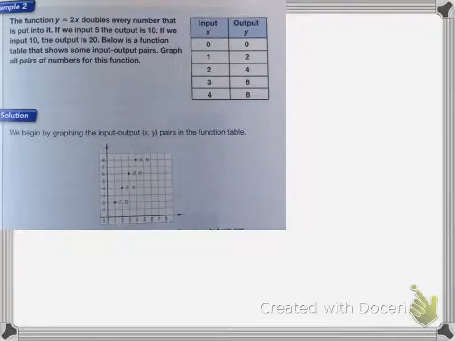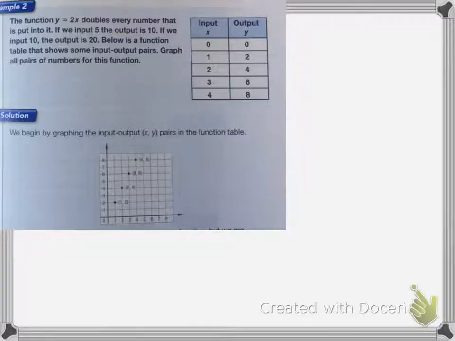Now, in the function y equals 2x, it doubles every number that is put into it. If we input a 5, the output is 10. If we input a 10, the output is 20. Below is a function table that shows some input-output pairs. Graph all pairs of numbers on this function. So you begin by graphing the input-output pairs on the function table.